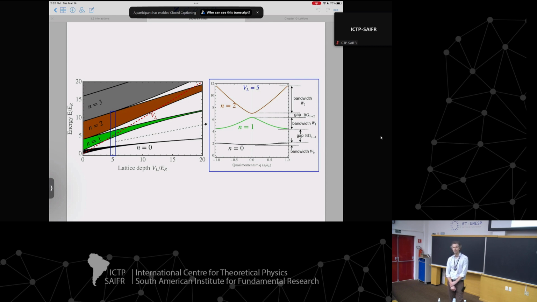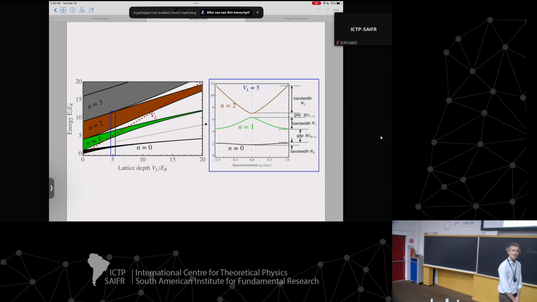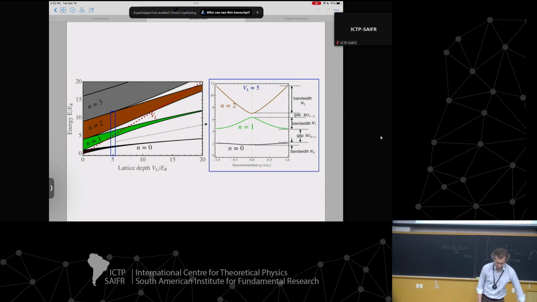And there's no lower limit? No, it can also be 0. That's right. We can turn off the lattice, and you can tune a Feshbach resonance to zero crossings. So, yes. Okay. Thank you. Good question.